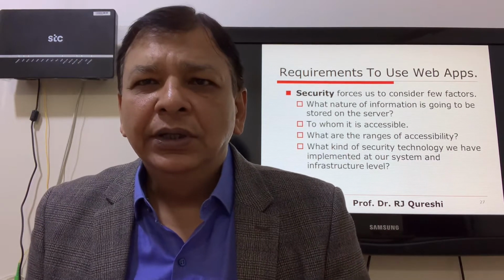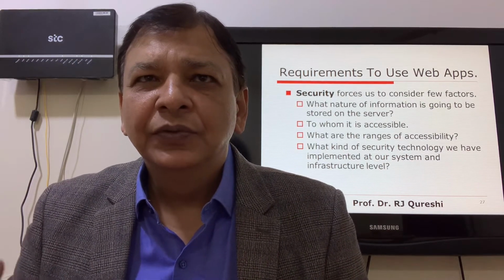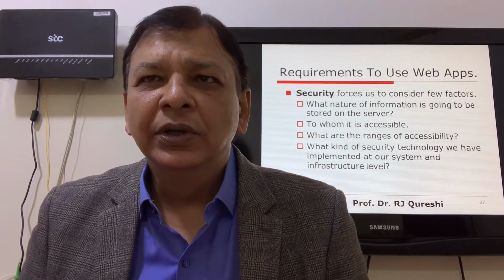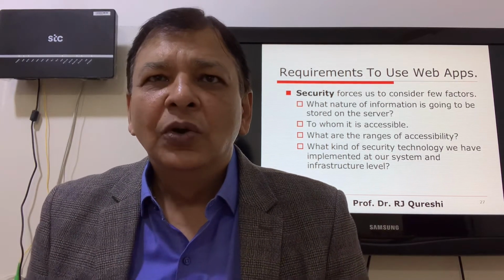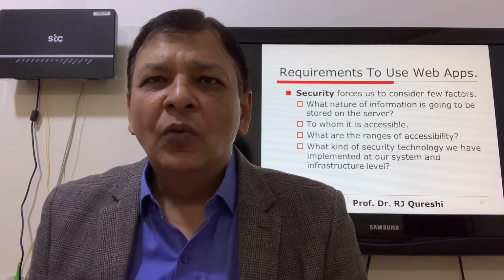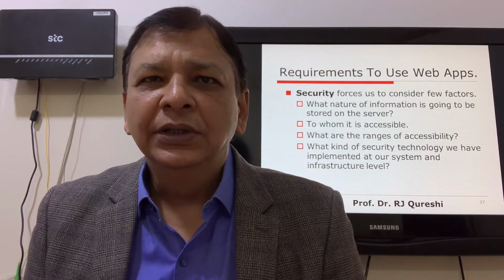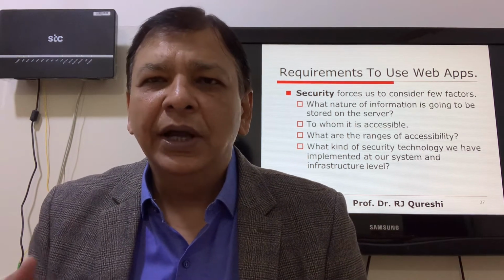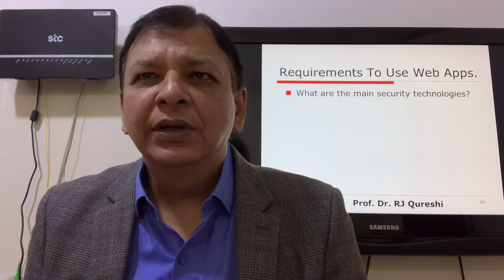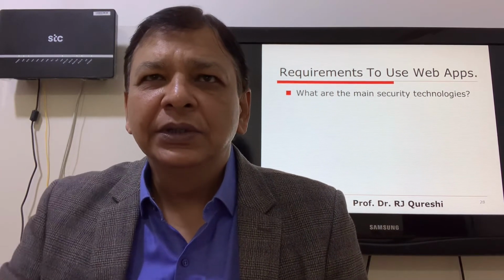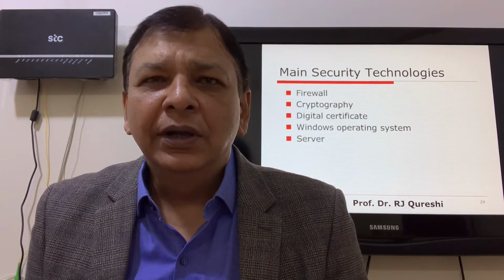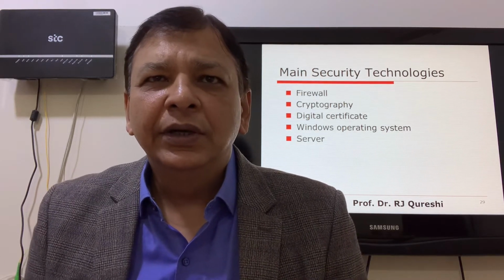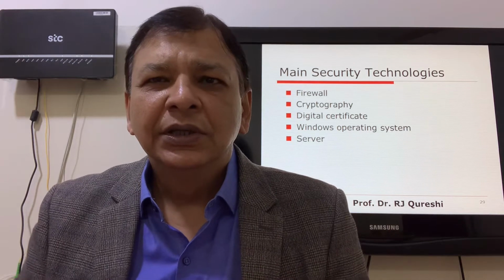Security. Security forces us to consider a few requirements, a few factors. What nature of information is going to be stored on the server, to whom it is accessible, what are the ranges of accessibility, what kind of security technology we have implemented at our system and infrastructure level. What are the main security technologies? That is another question raised here. The main security technologies are firewall, cryptography, digital certificate, Windows operating system security, and server security.